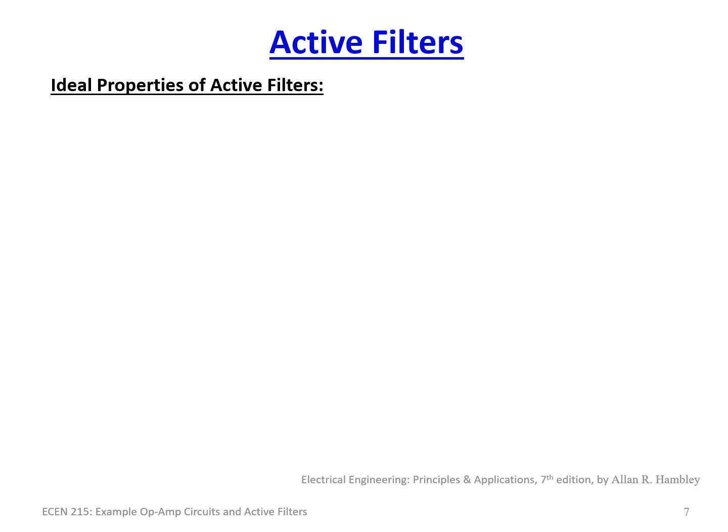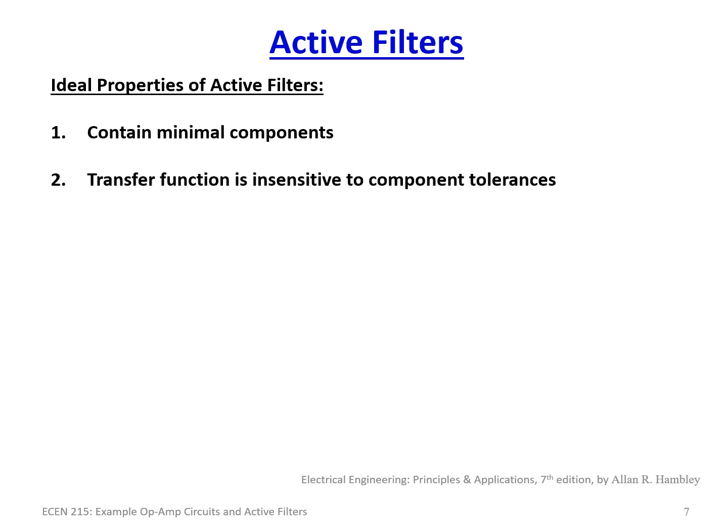So some of the ideal properties of an active filter is that it contains minimal components. The idea is you want to make a strong, good filter, but you want to do it with a simple handful of parts. You don't want a complicated filter with 10 inductors and capacitors and resistors all over the place. You want something that has minimal components and that the transfer function is insensitive to those component tolerances.